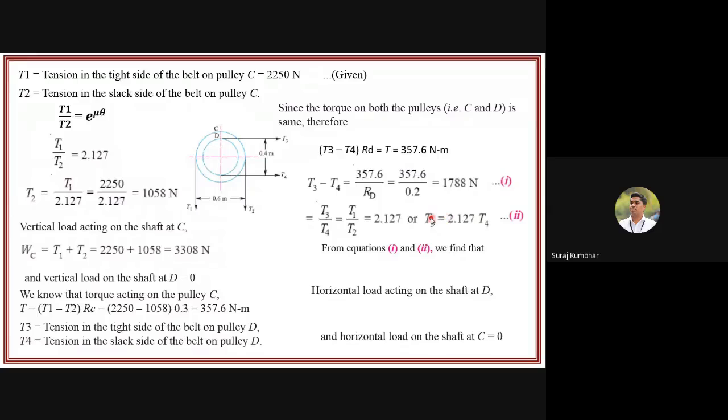So now I will put that T3 here in this equation. So I will get 2.127 T4 minus T4 is equal to 1780. Now just find out the T3 and T4 values. Your task is to find out T3 and T4. Just put that T3 over here. Just do it fast, we have to finish this problem in today's session.